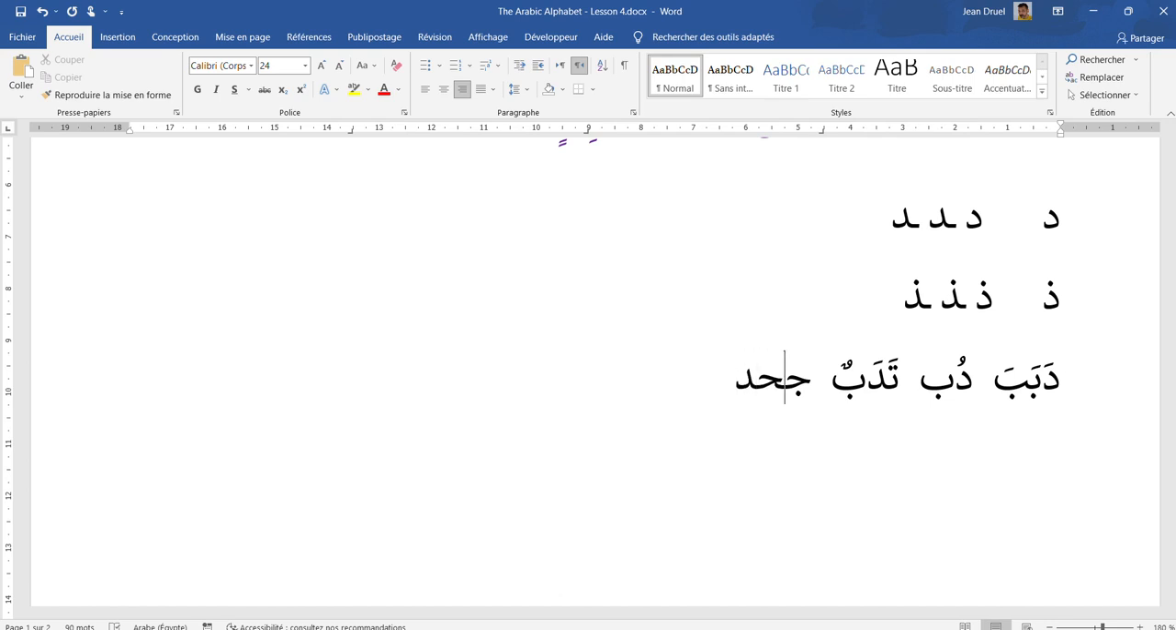And in the final form, let's go, for example, jahada, jahada, here, jahada, so the letter is connected on the right side, jahada, and it's the final form, jahada. So initial form, as we have here, the middle form, as we have here, and this one here, final form.